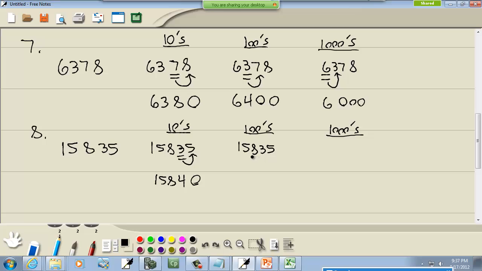The hundreds place. Well, this is the hundreds. Look at the digit immediately to the right. It's less than 5, which means we round down. So the 8 remains as is. These just carry down, and then you put zeros to the right.